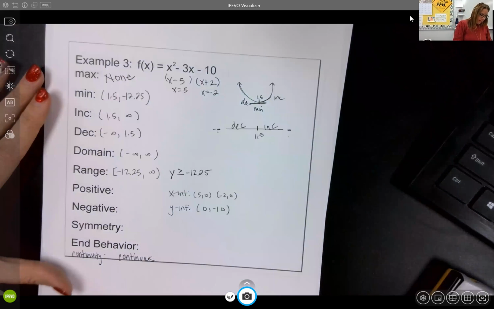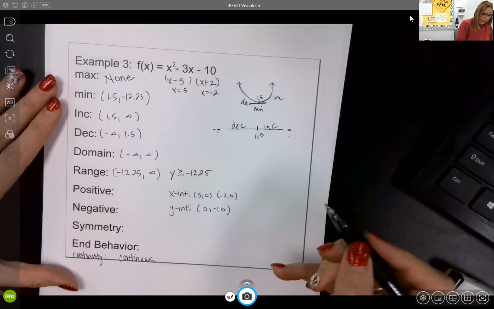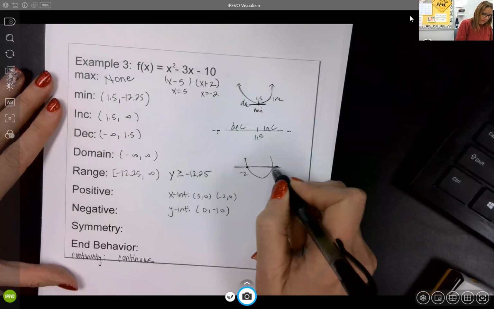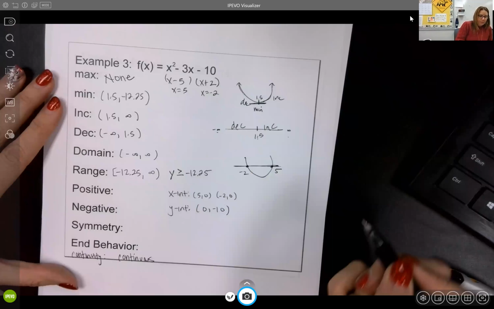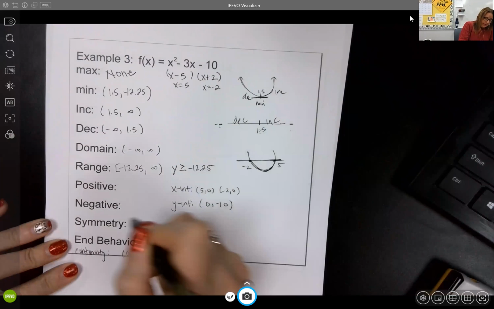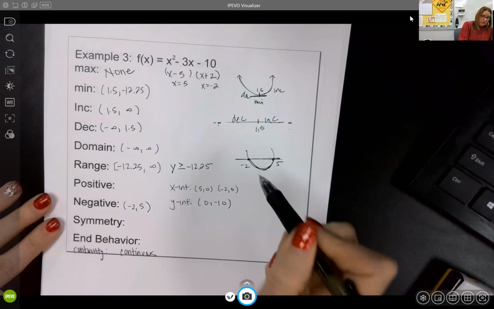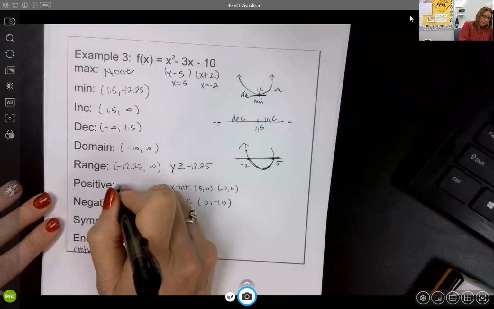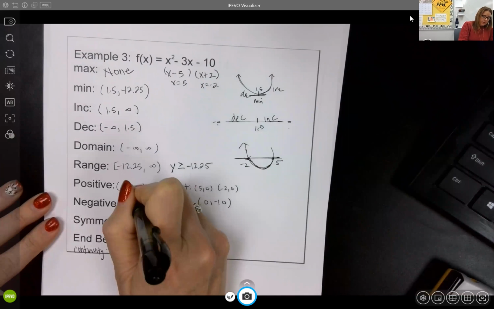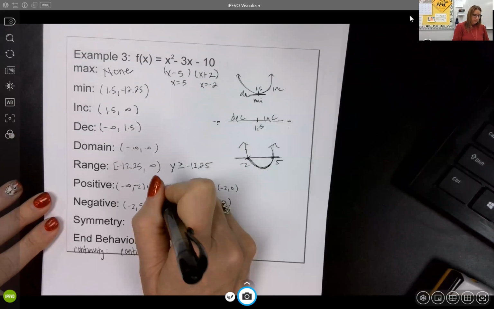Okay, so I've got my x and y intercepts. So if I draw the ground here, this is -2 and this is 5. So it's below ground between -2 and 5. So that negative is going to be -2 to 5. But then it's above ground from the beginning of the graph, -infinity till -2, and then from the 5 to infinity.